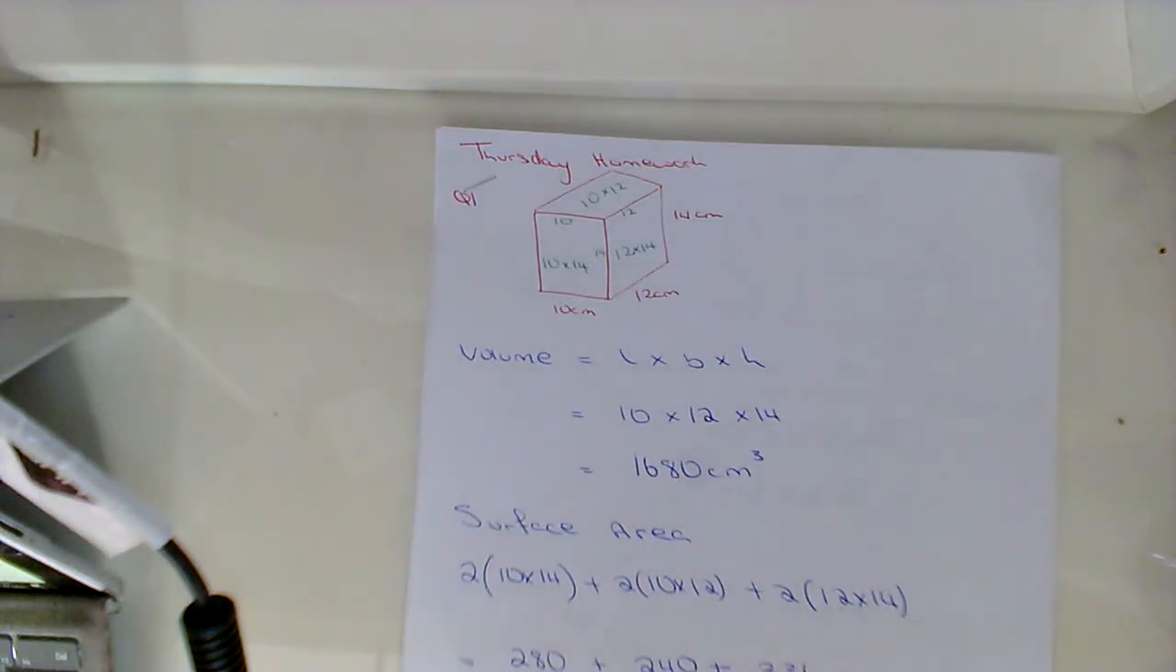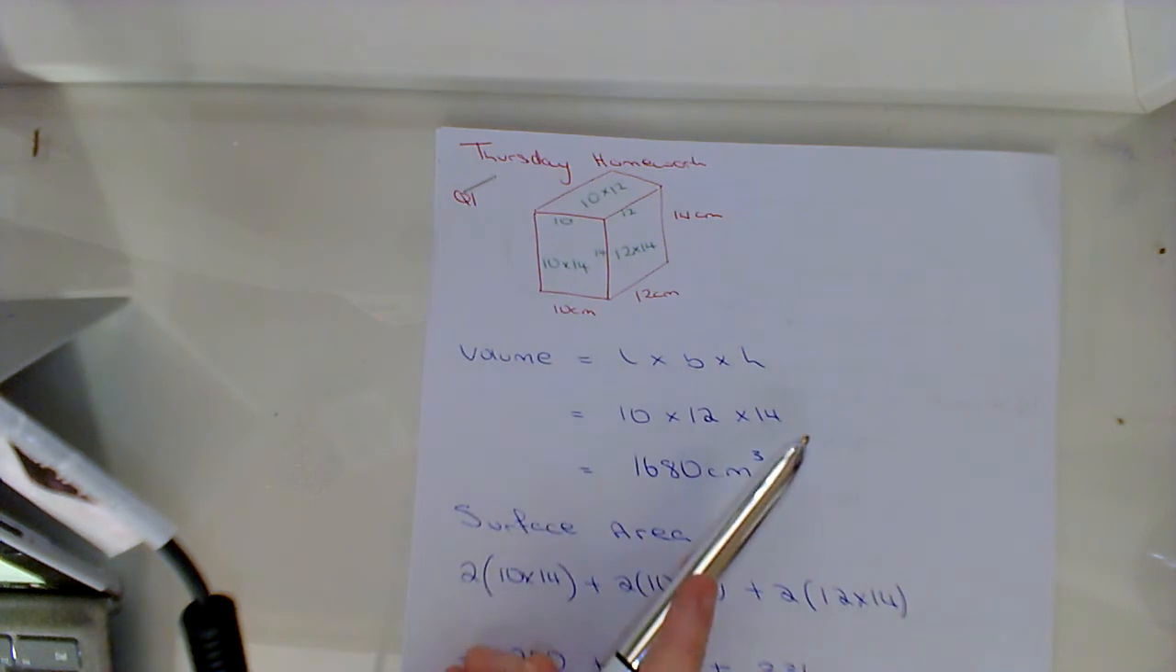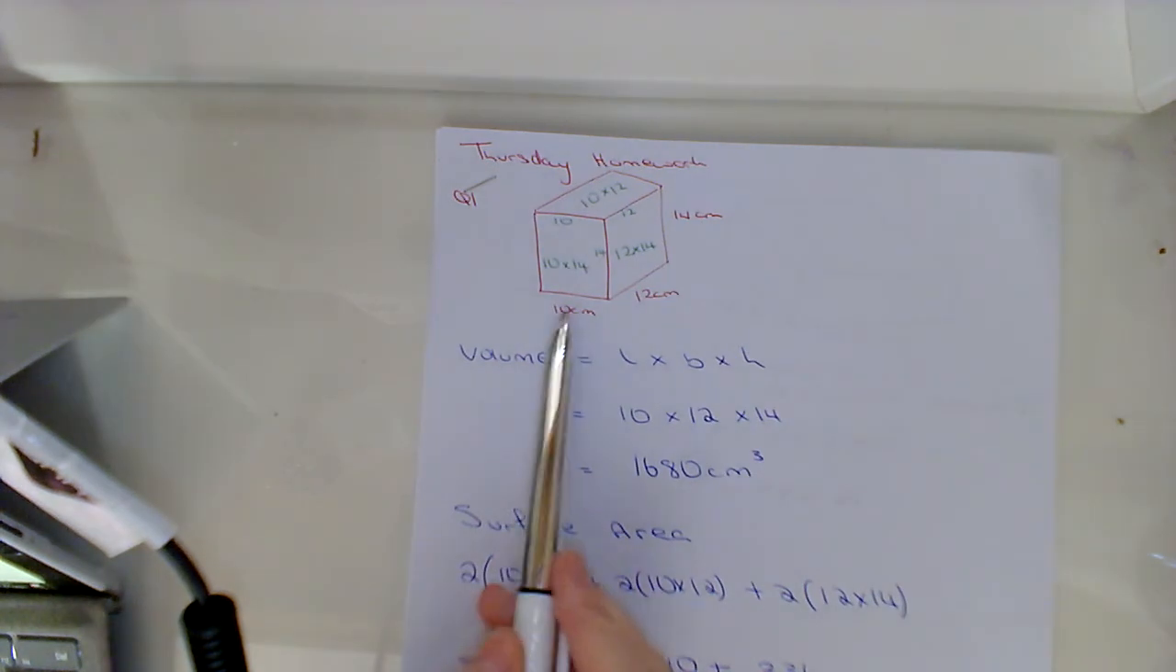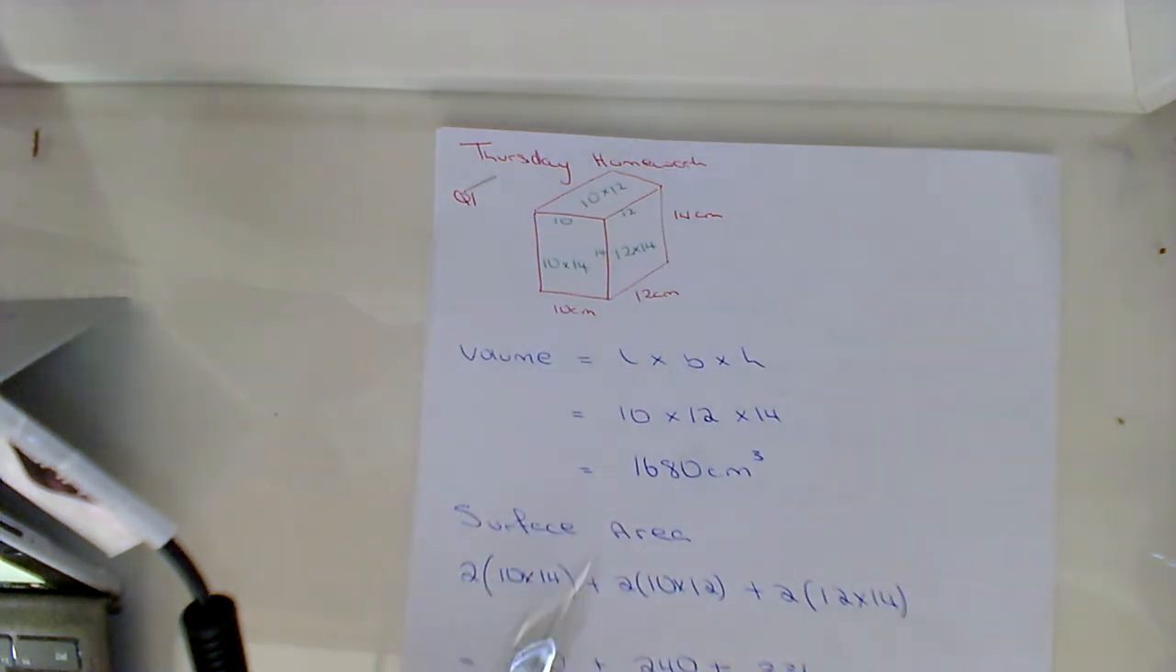Hello, so I'm going to go through question 1 and 2. I was asked for the volume and surface area of each of the following rectangular solids. Volume is equal to length by breadth by height. My volume for this one is 10 by 12 by 14, and I get 1680 centimeters cubed. Then I have to get my surface area of that shape.